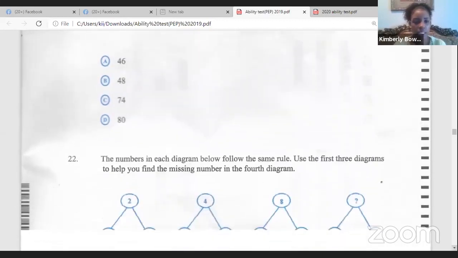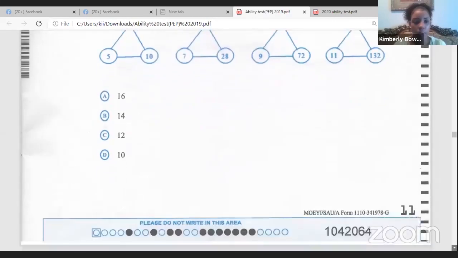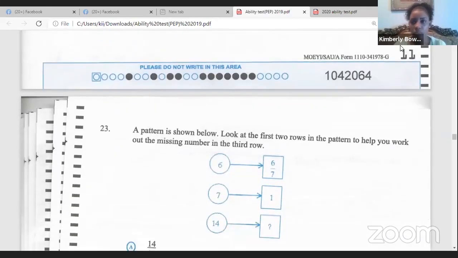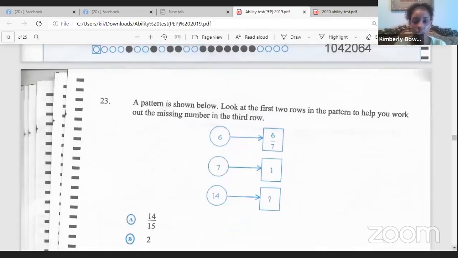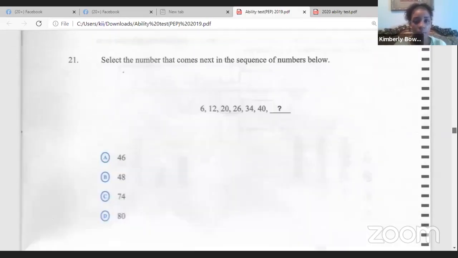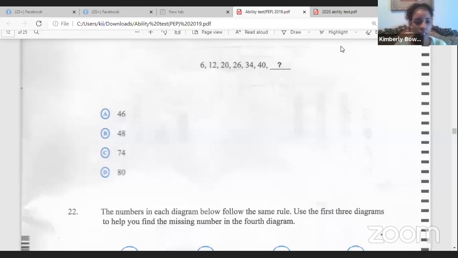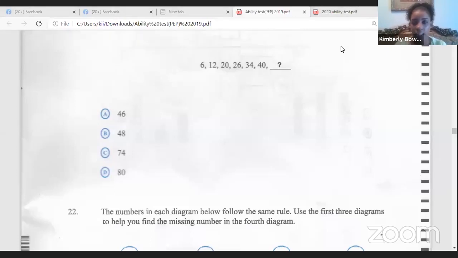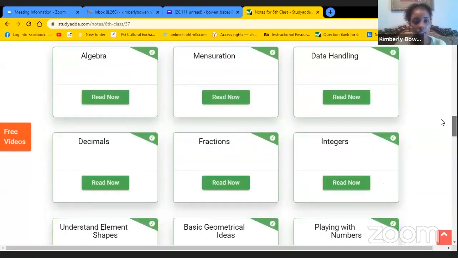This one is a sequence question. 21 and 22 are both sequence questions. 23 is also, sorry, not sequence, pattern questions. 21, well, it's based on a sequence, but it's still a pattern. On the Study Other website, I'm going to be sharing the patterns, which is also something that's on the website.